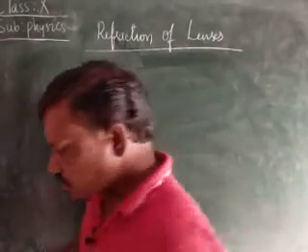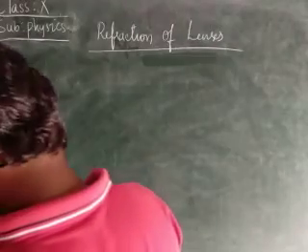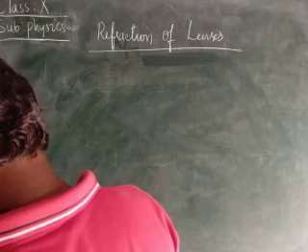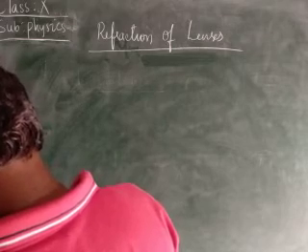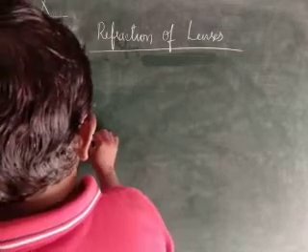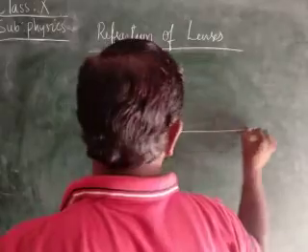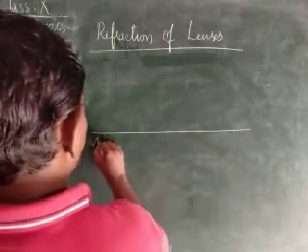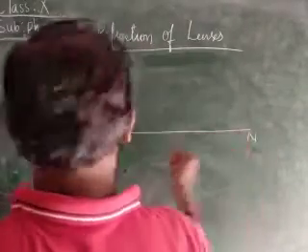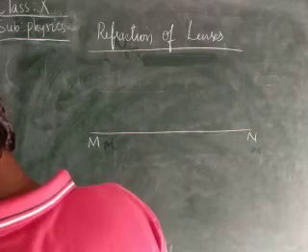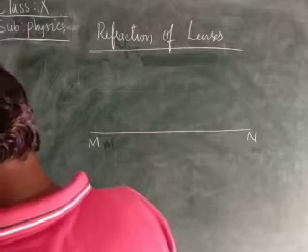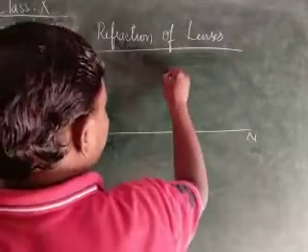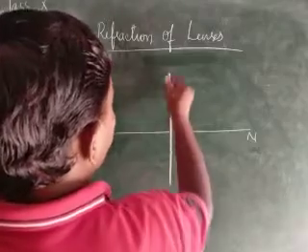Here the question says: draw a ray diagram to locate the position of the image when a point source S is placed on the optical axis. Let us take this as the optical axis MN, with the source beyond the focal point. Now here is the convex lens, children.